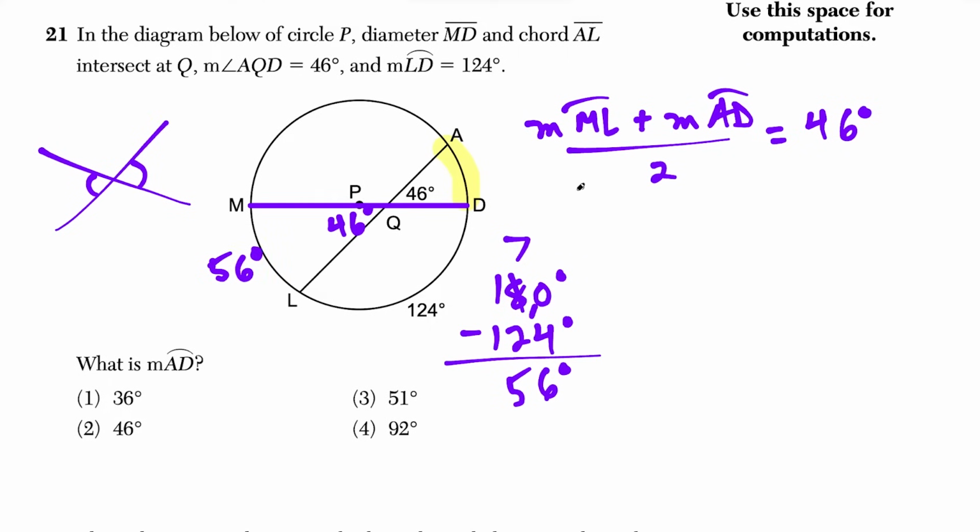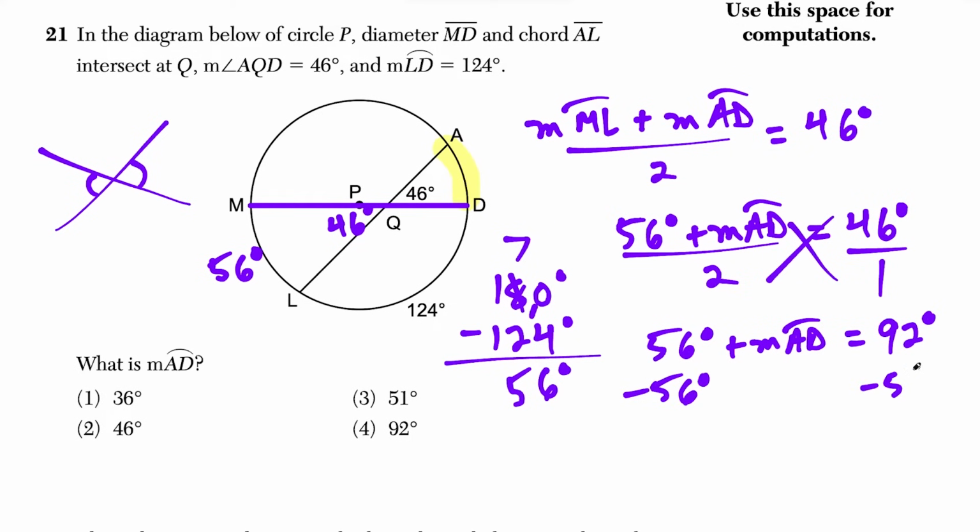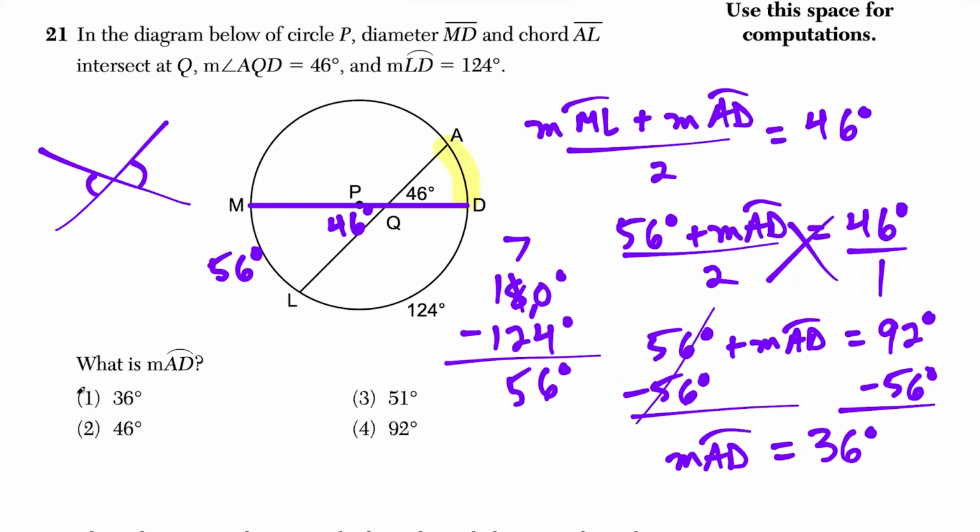We have the measure of arc ML is 56 degrees, plus the measure of arc AD divided by 2 is equal to 46 degrees. And now to solve for the measure of the arc, we're going to call this 46 degrees over 1 and cross multiply. So now we have 56 degrees plus the measure of arc AD times 1 is just 56 degrees plus the measure of arc AD. And this is equal to 46 degrees times 2, which is 92 degrees. And now we just solve by subtracting 56 degrees on both sides. And on the left side, all we're left with is the measure of arc AD. And on the right side, we could type this in a calculator. We'll get 36 degrees. So the correct answer here is choice 1.